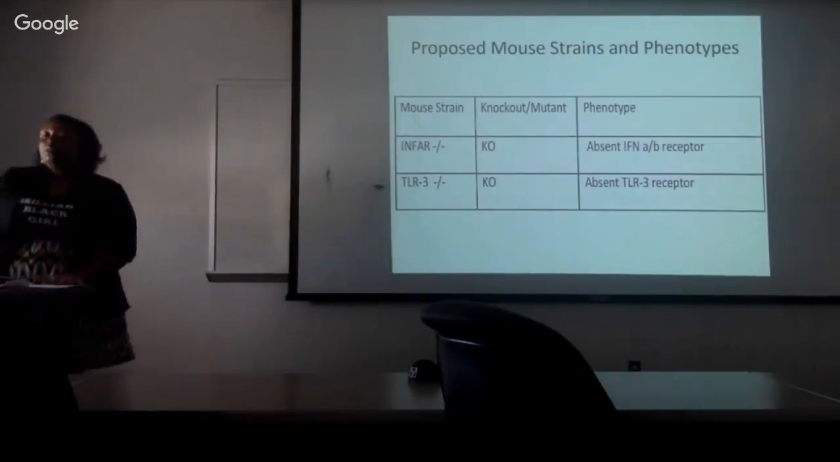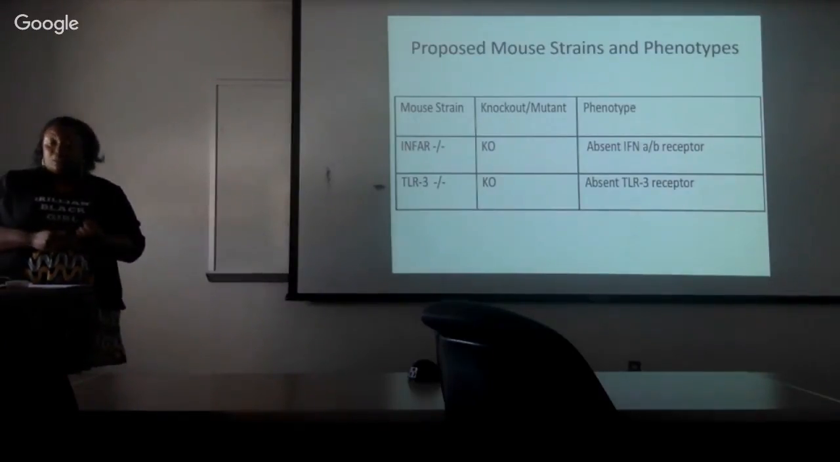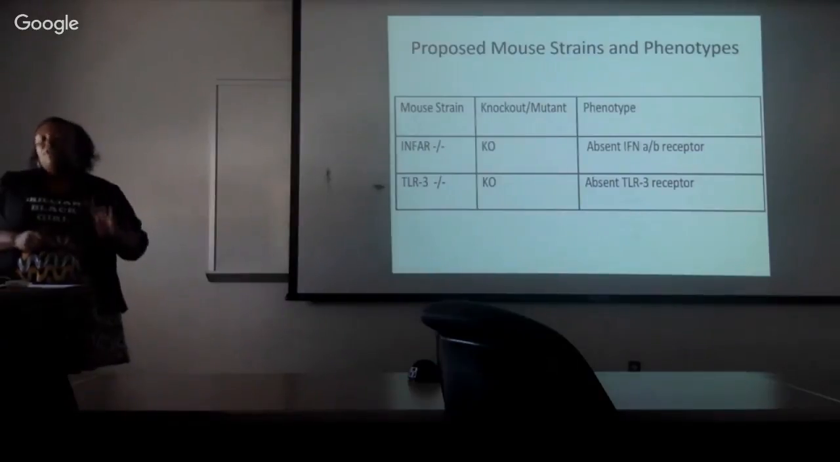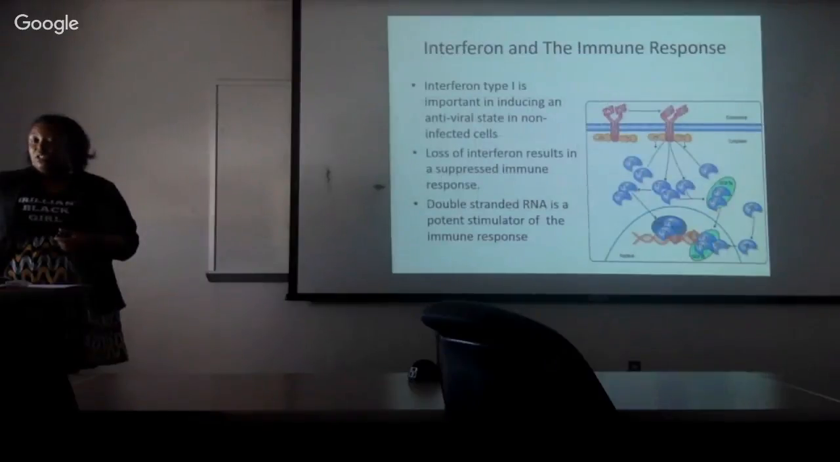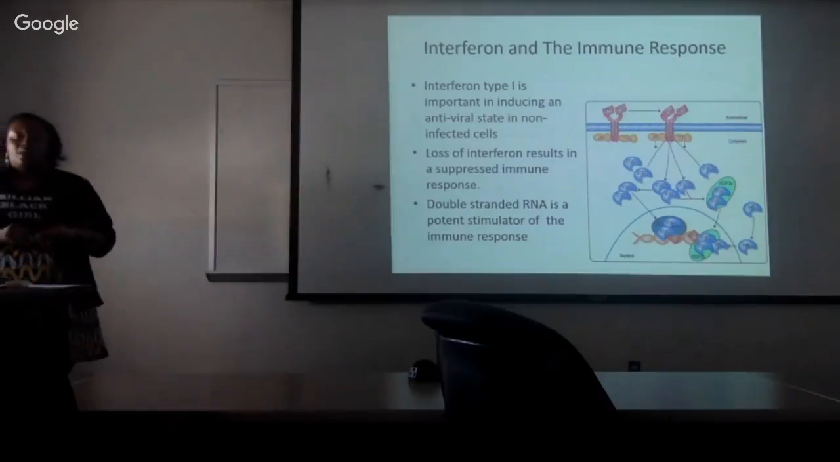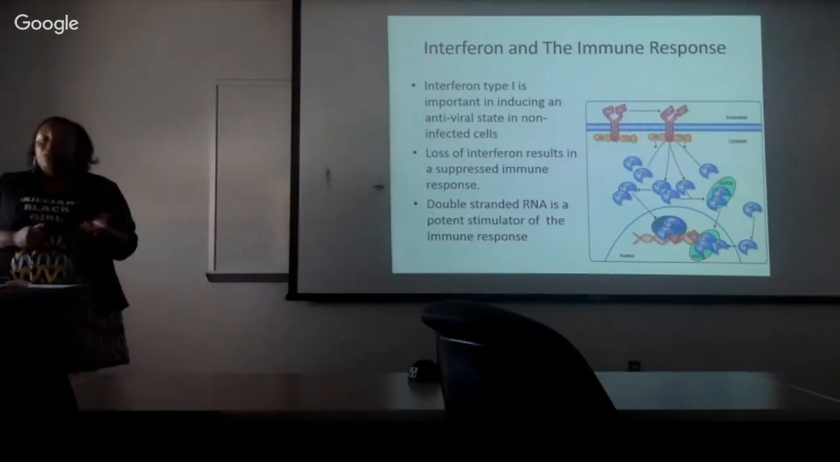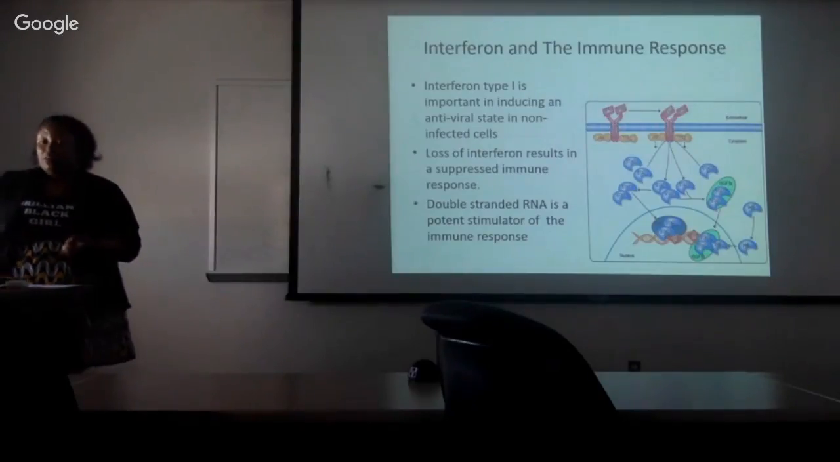And so we propose to use two knockout mouse strains that become immunocompromised because of the absence of either the interferon alpha/beta receptor, the IFNAR deficient mouse, or the toll-like receptor 3 deficient mouse. Just to give you a little bit of background on both of those pathways, interferon type 1 is important in inducing an antiviral state. Loss of interferon results in suppression of the immune response, specifically the innate immune response.